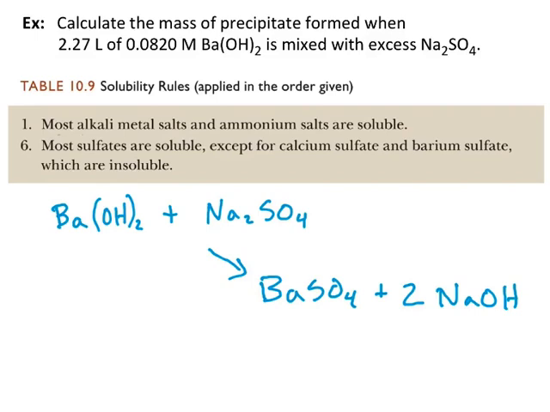Now you've got to look at the solubility rules to see how this works. And so barium sulfate is insoluble. It's listed as an addition to rule number 6. And then sodium hydroxide is soluble because alkali metal salts are always soluble. Okay, so we're making barium sulfate solid. Great, now let's move on to the next step.